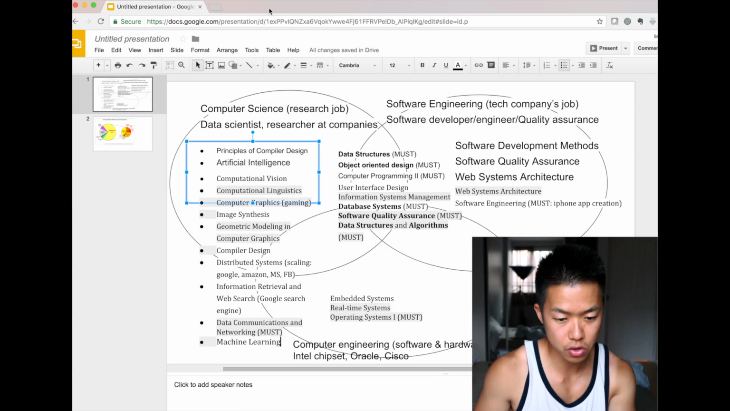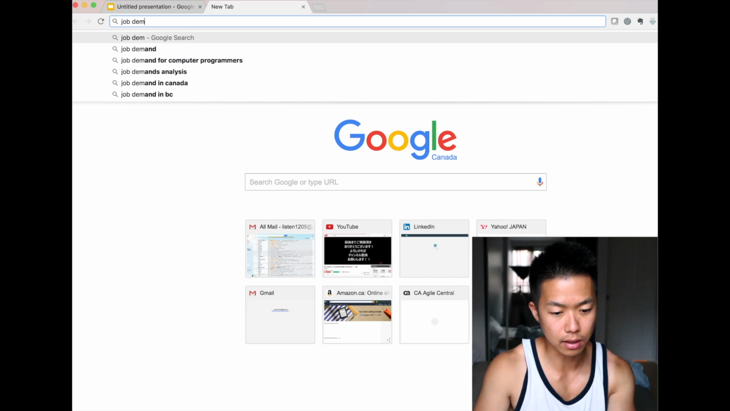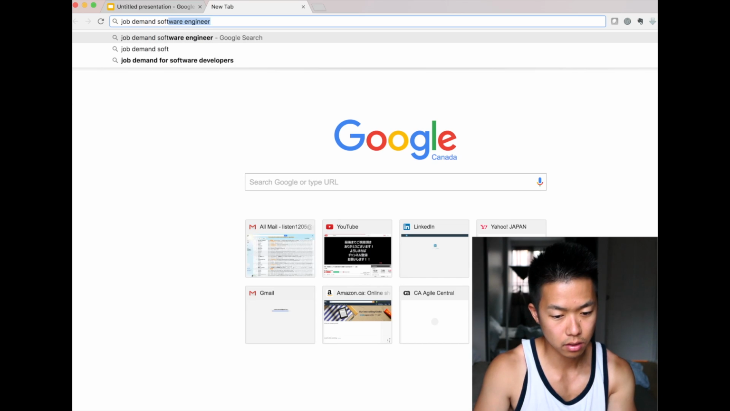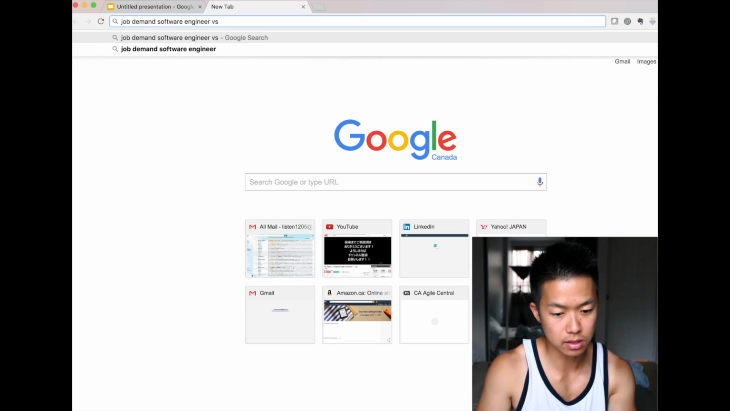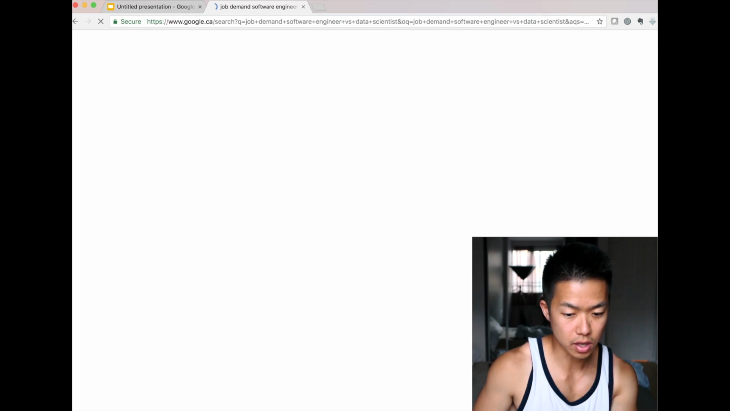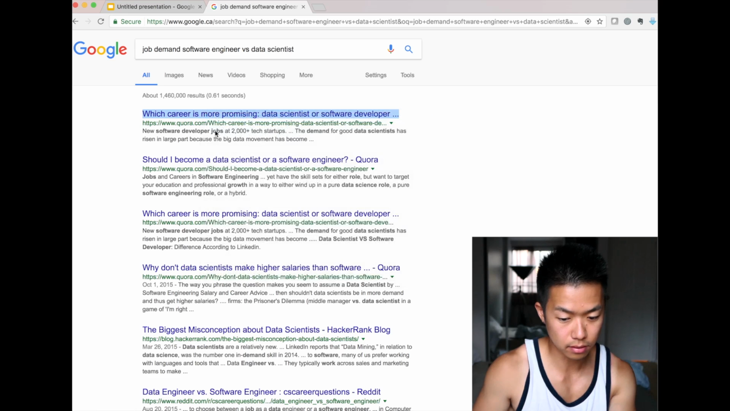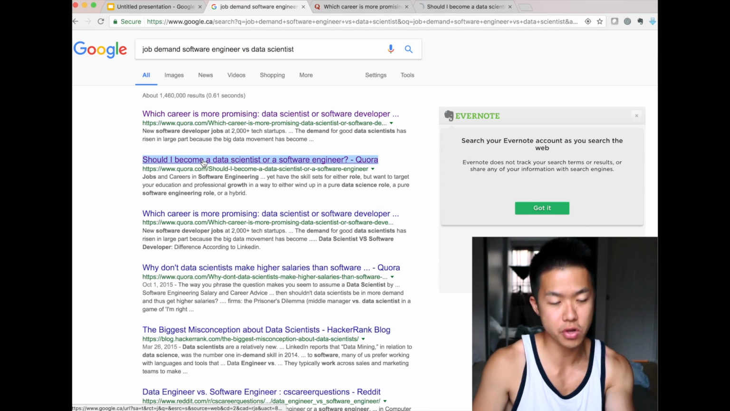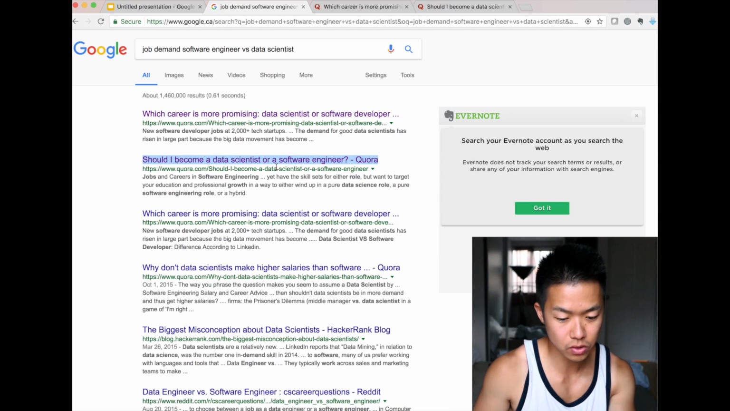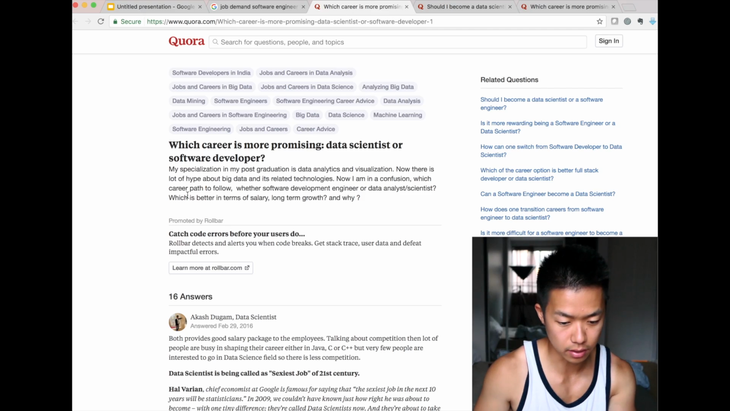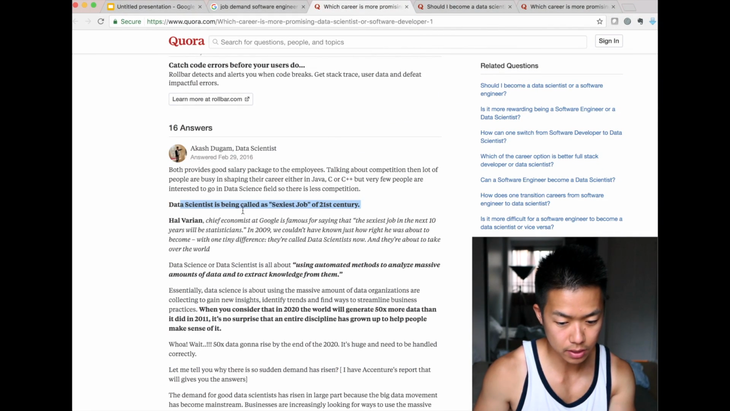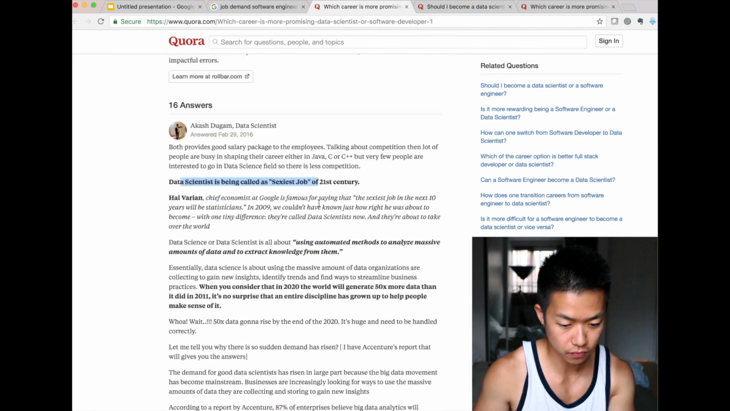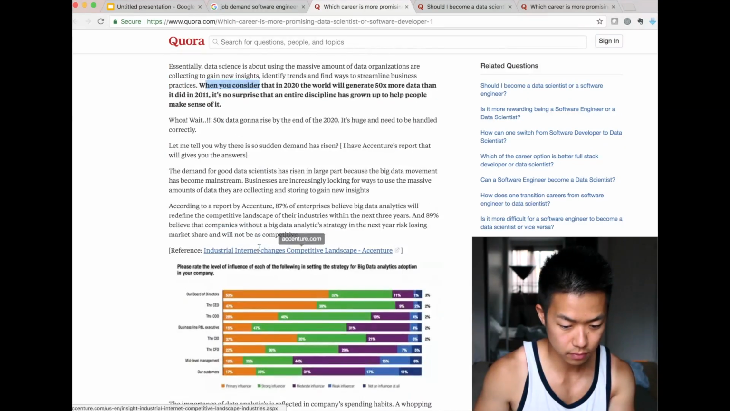And then lastly, I want to show you job demand, software engineer versus, let's say, data science. Software engineer has way more demand than data science. Should I become a data scientist? See, you can look up, people have the same questions. Should I become a data scientist or software engineer? Data science requires you to have a master's degree at least. Data science is being called the sexiest job of the 21st century.